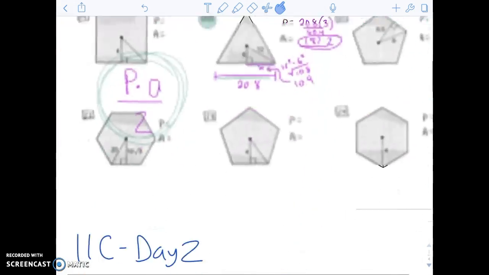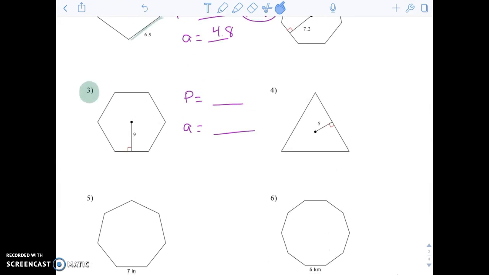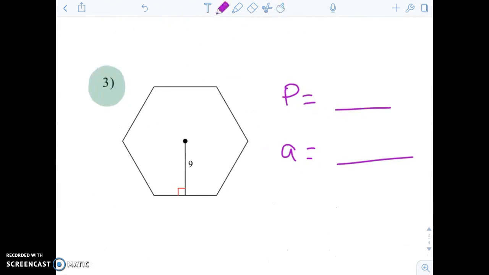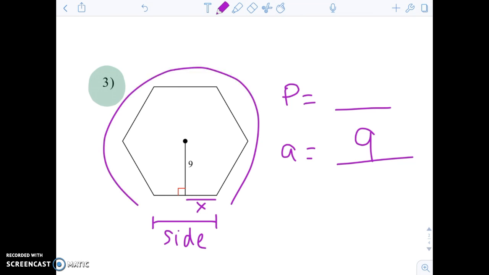So if we take a look at example number 3, I know right now, since 9 is the length that goes to the middle of that side, 9 is my apothem. So the only thing I have to do before I get area is find perimeter. And I also know that finding this little length right here would help me get perimeter, because I could take it and I could double it to get this side, and then I can take that times however many sides I have, which in this case is 6, to get the perimeter.